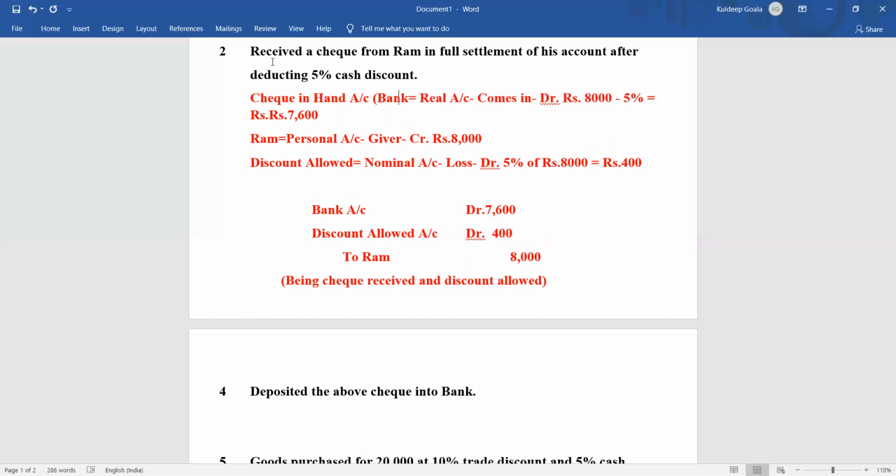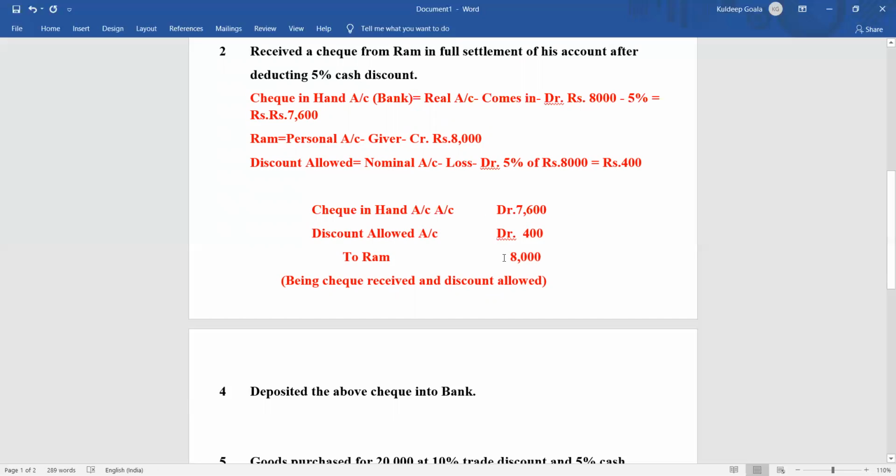The rest of the things are the same, only in this case what you will do is that instead of writing bank account, you will write down check in hand account. Okay, here also it will be check in hand account. Instead of writing bank account, it will be check in hand account.